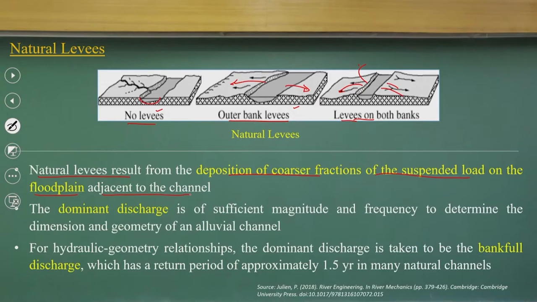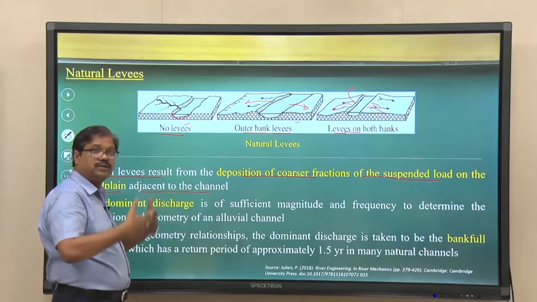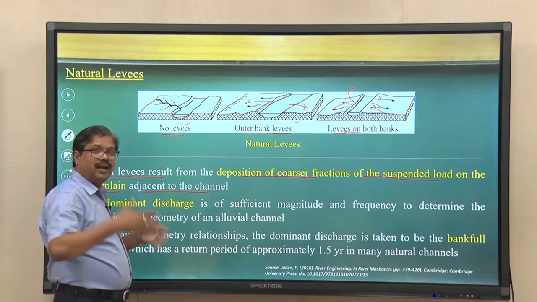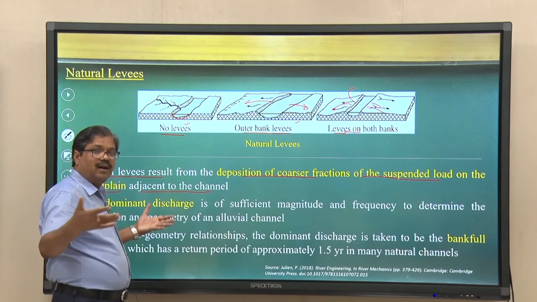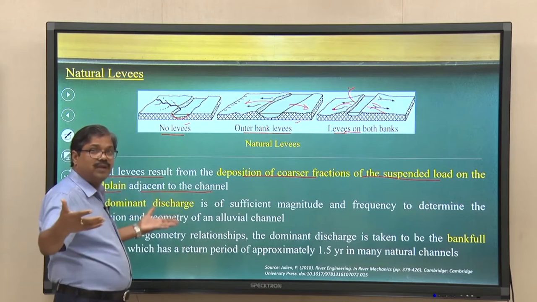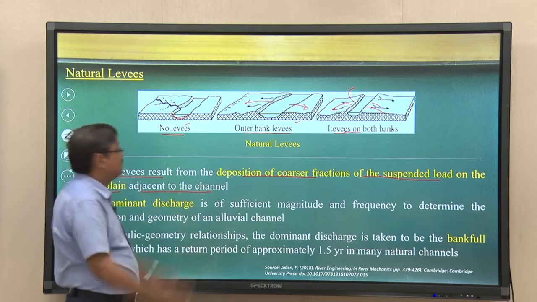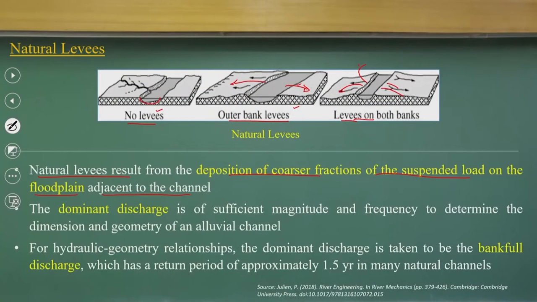When extreme flood events come, the flood of 2 years, 5 years return period, most of the water goes to the flood plain area. As it goes to the flood plain area, it also goes with the sediment loads, and that sediment starts depositing, and because of that deposition it creates a natural embankment, that is what is called a natural levee. It could be on both banks or the outer bank, or there is no levee formation.